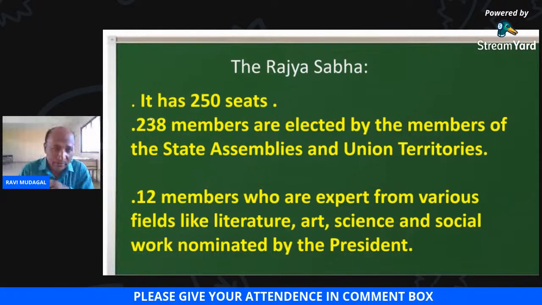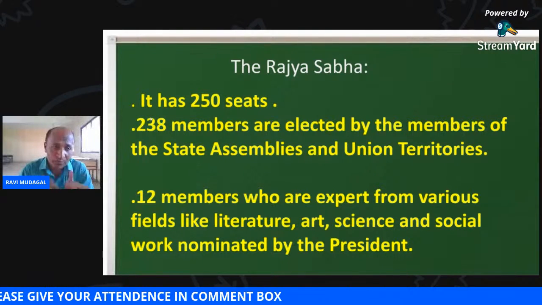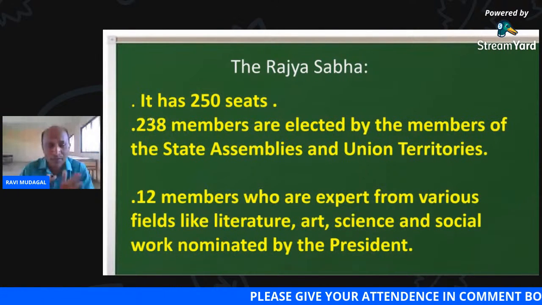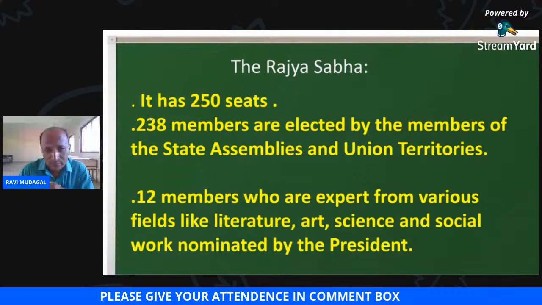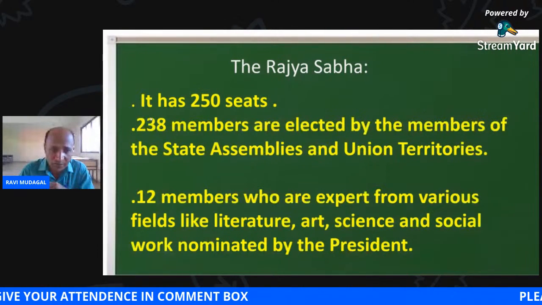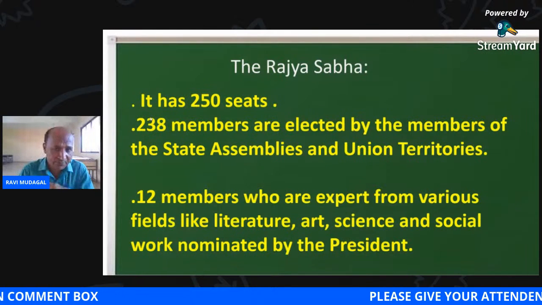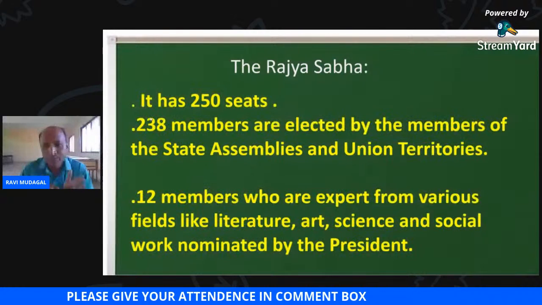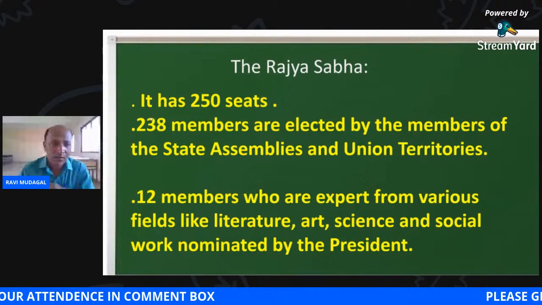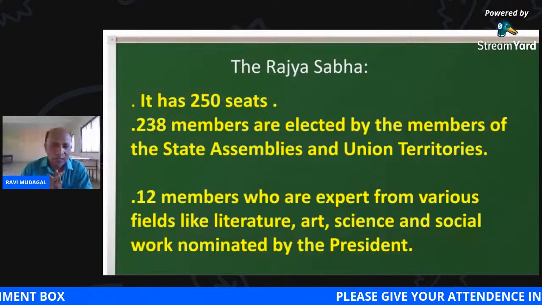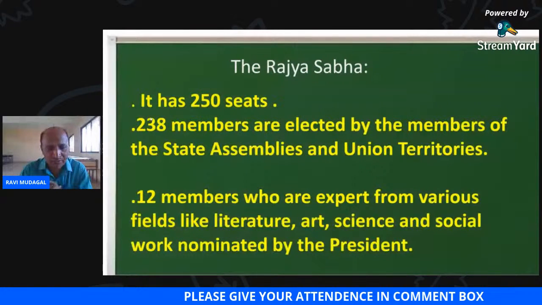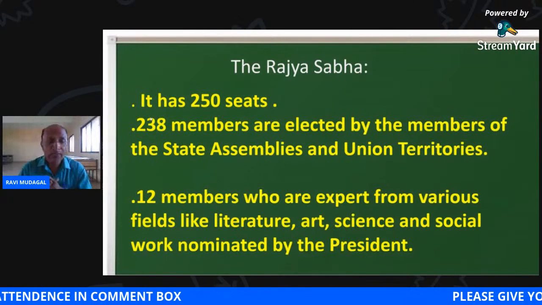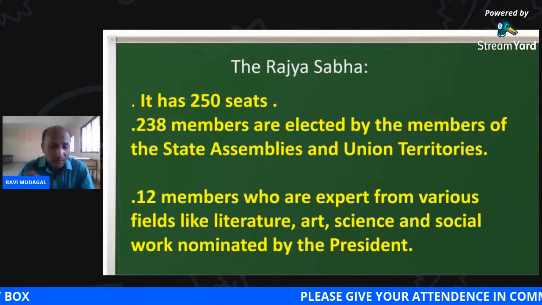Out of 250 seats of Rajya Sabha, 238 members are elected by the members of the state assemblies. State assemblies means those belonging to all states of our country and union territories. So 238 members are elected by the members of state assemblies as well as union territories. After this, 12 members who are experts from various fields like literature, art, science, and social work are nominated by the president.